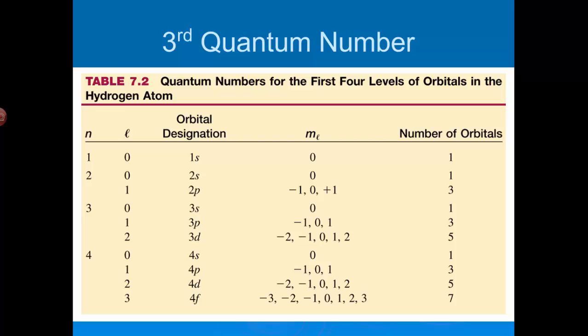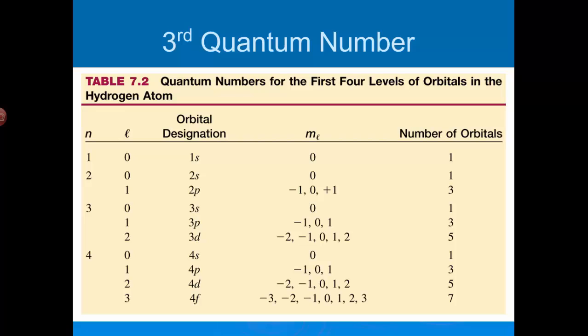The M sub L value is going to be from positive L to negative L, but L is 0 and it doesn't have a positive or negative, so M sub L is also 0. There's only one S orbital, so there's only one value of M sub L, one orbital.